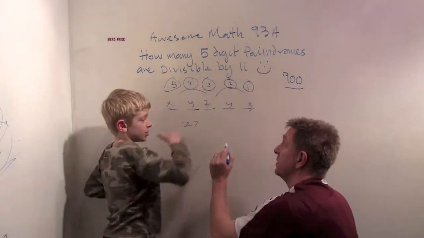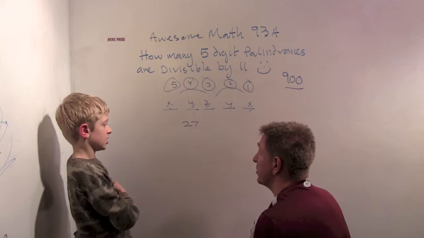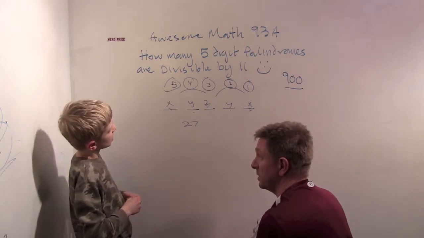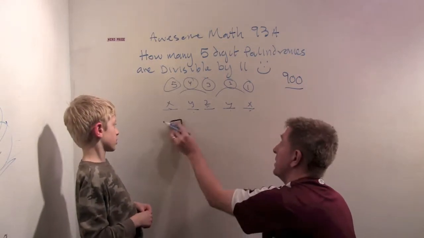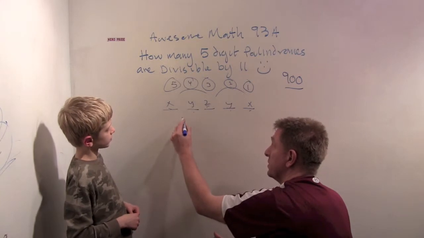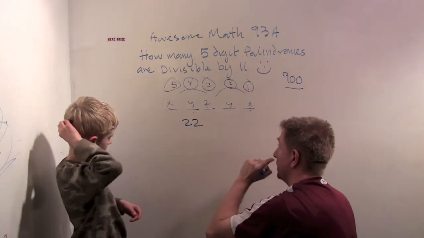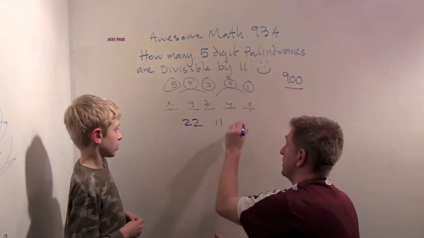You can use 0, right? So it could be as high as 27, but what's the highest multiple of 11? The highest is 22. So it could be 22, 11, or 0.